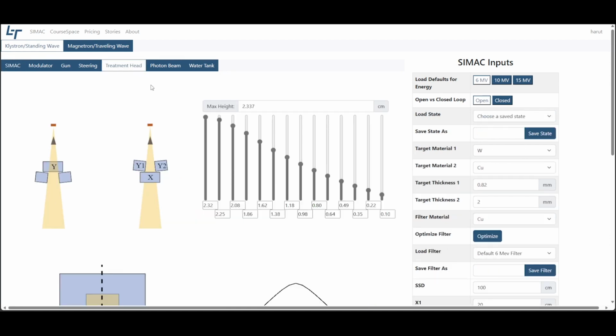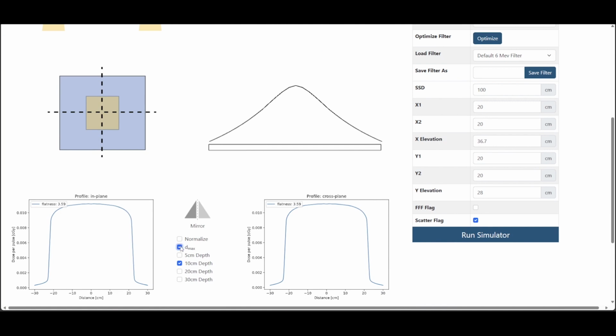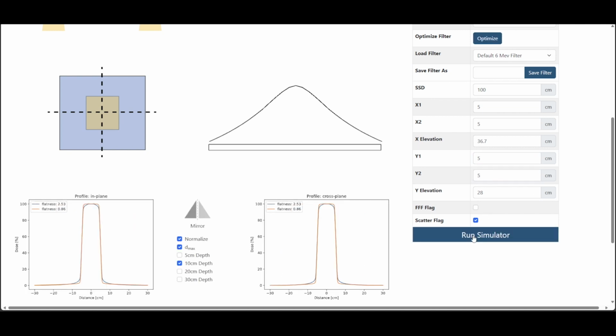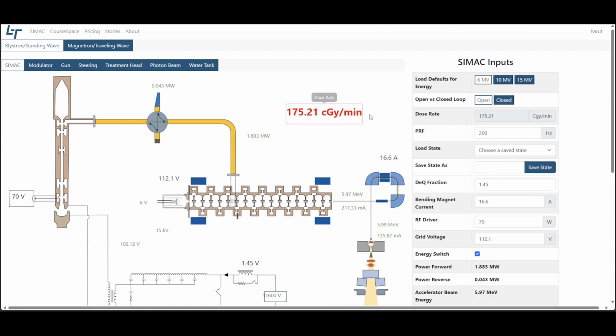As you can see, this simulation was run for a 40 cm by 40 cm field. To measure the relative output factors, we need to normalize the dose rate such that the 10 cm by 10 cm field gives us a relative output factor of 1. Let's change the field size to 10 cm by 10 cm and record the dose rate. I will repeat this process for 5, 15, 20, 30, and 40 cm field sizes.